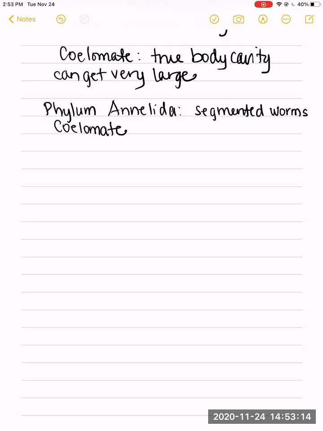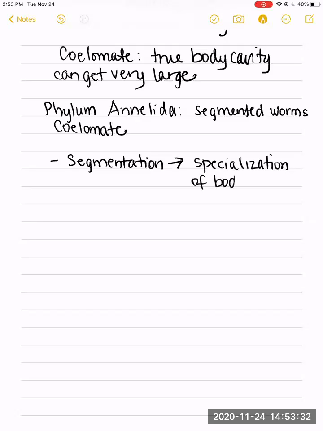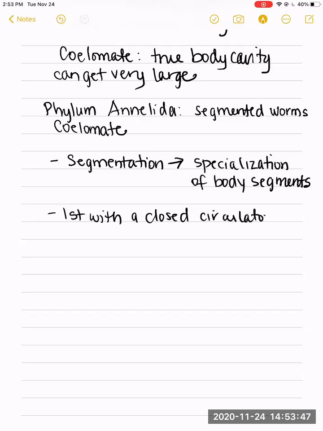Two big advancements in the segmented worms. One is segmentation. Segmentation is a big deal in animals because this is going to lead to specialization of body segments. And the arthropods are really going to go wild with that. They're also the first with what's called a closed circulatory system, meaning it's not just fluid sloshing around, it's actually contained in blood vessels.